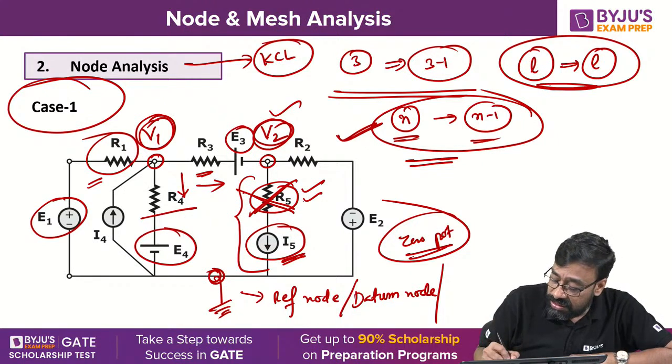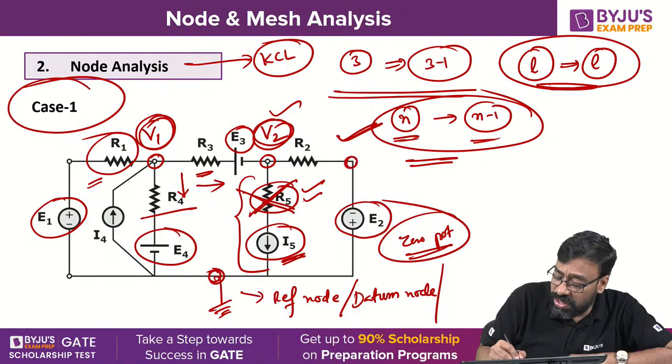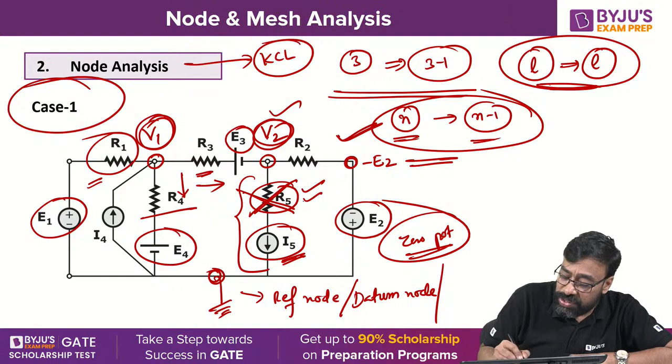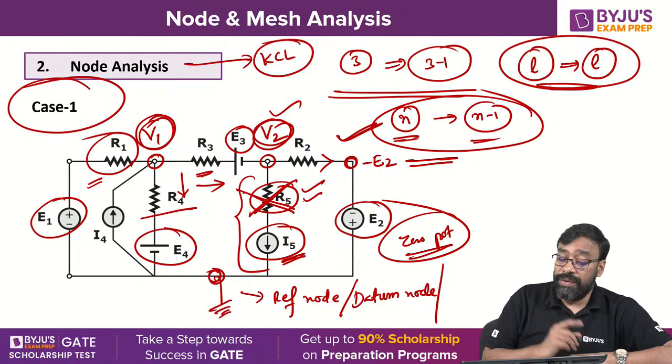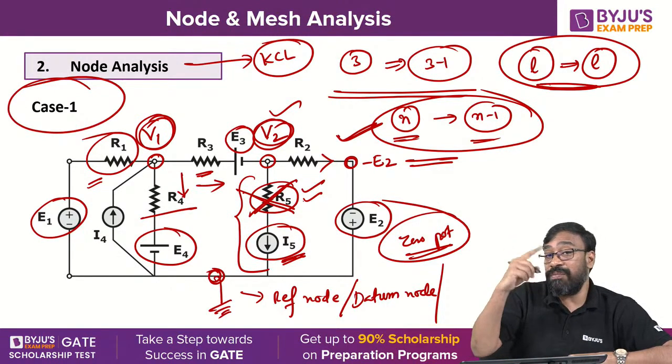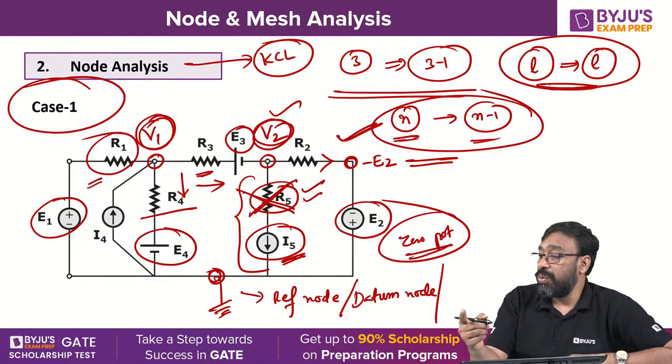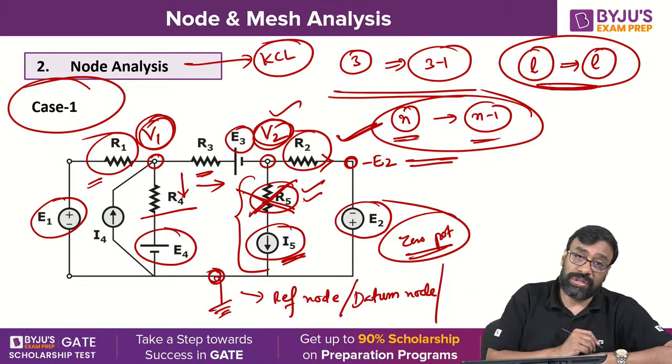And again here, this is minus plus E2, therefore this voltage is going to be minus E2. Therefore the current flowing through this particular branch is (V2 minus E2), that is nothing but (V2 plus E2) by R2.